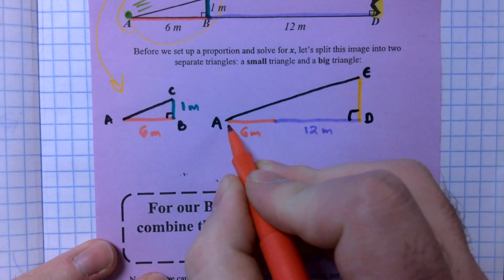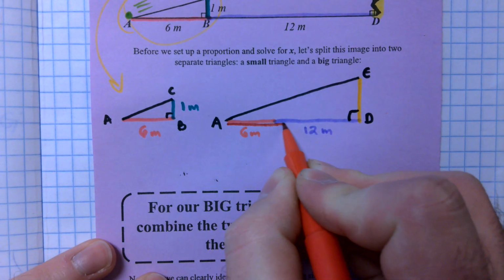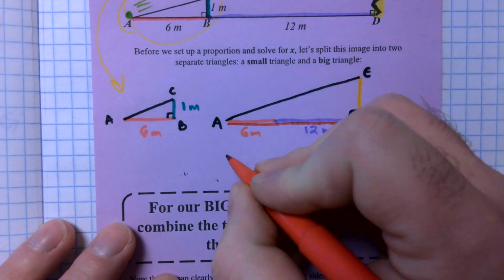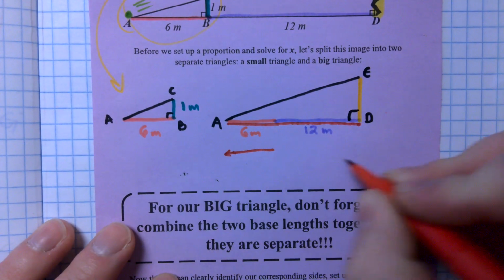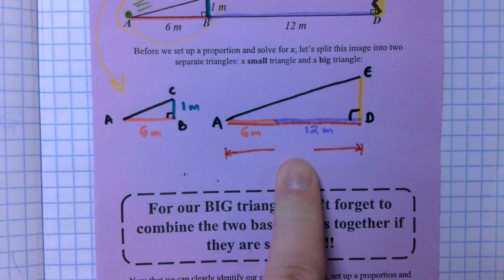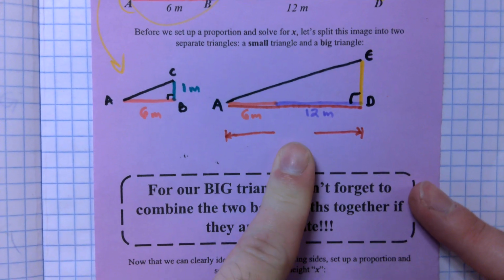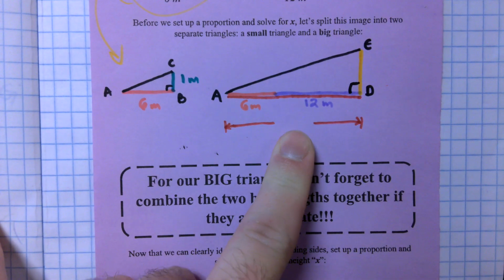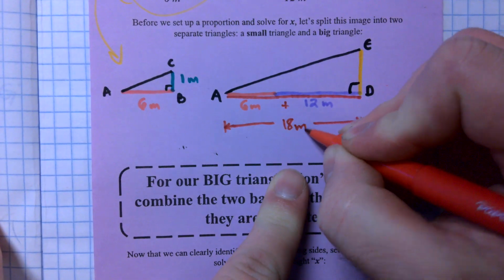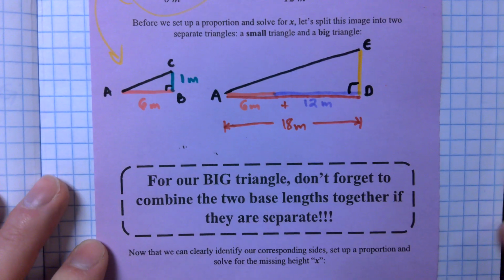So the entire base of this triangle, this whole length from A all the way to D, how many meters would that entire length be? 18. How did you get 18? Because 6 plus 12 gives me 18 meters. You guys all see that? Yes. Okay.